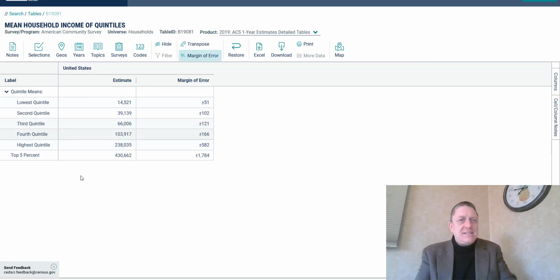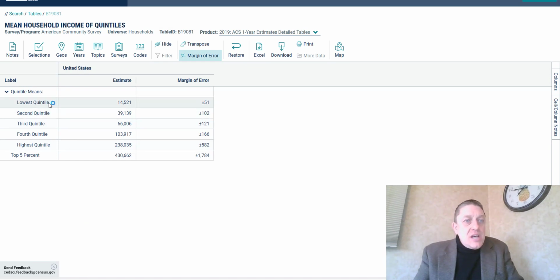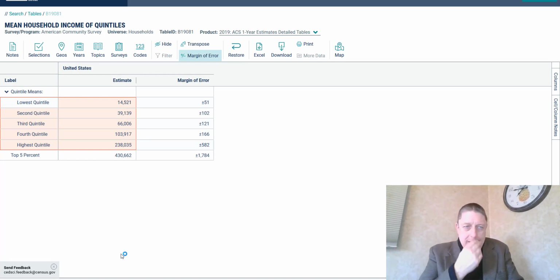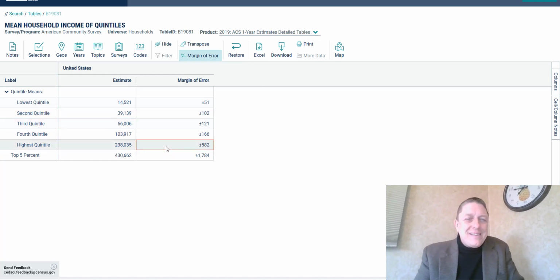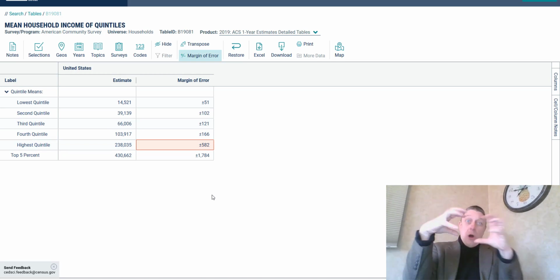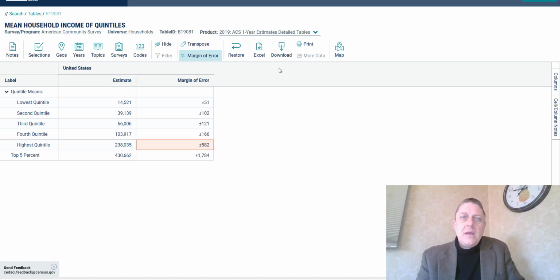So we're going to look at the mean household income of quintiles, and it's going to give us the United States again. So let's copy that, and there's a big amount of income inequality here, right? So the highest quintile earns on average in the United States in 2019 with the 1-year survey data $238,035 on average within the quintile.